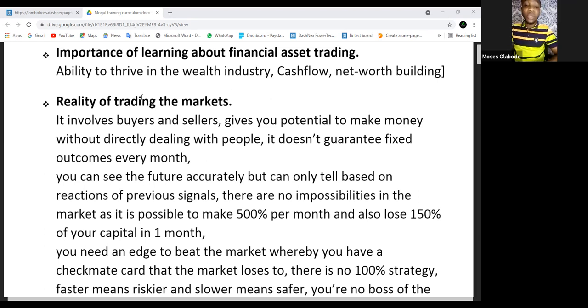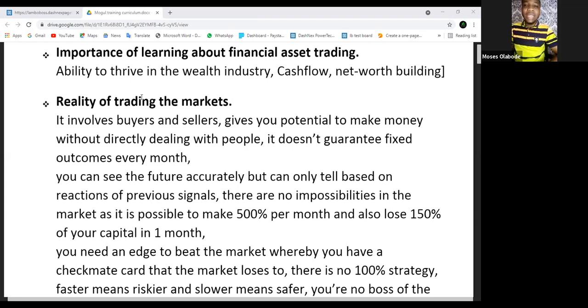You guys know why it's more of a psychological thing, because there are psychological price levels that humans are ready to buy. So it gives the potential to make money without dealing directly with people. All you need to do is just be in front of your PC, check the market movement. It's going to buy, it's going to sell, or it's going to do that. You buy, you sell, that's all.